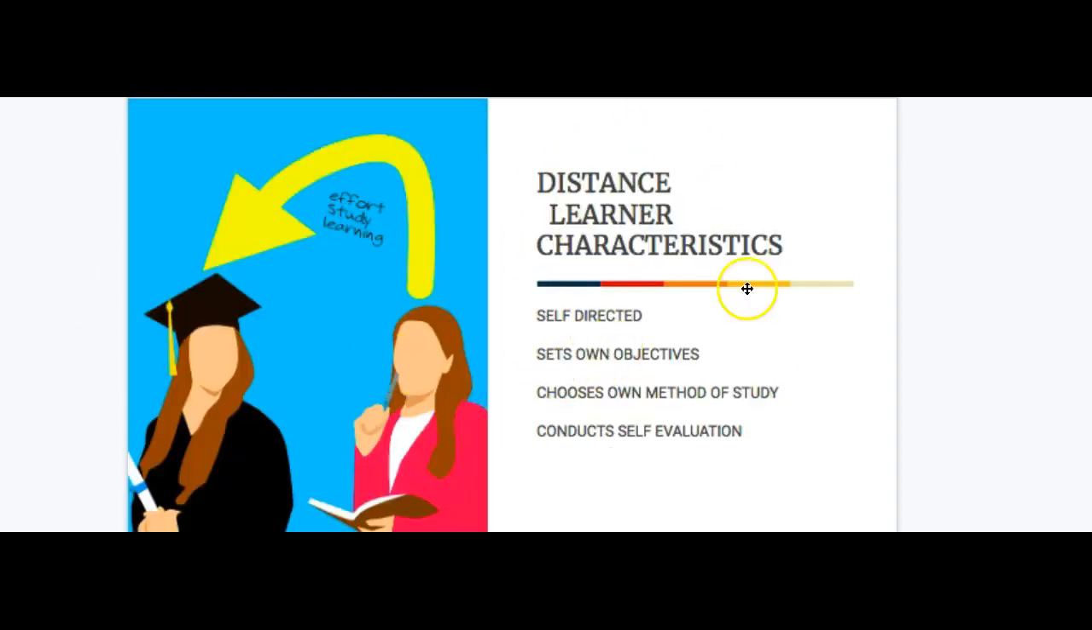So now let us see the characteristics of a distance learner. A distance learner is highly motivated. When he or she joins the system, they have set learning objectives, they choose the methods of study which suit them, and they conduct their self-evaluation before they take admission into an open and distance learning program.